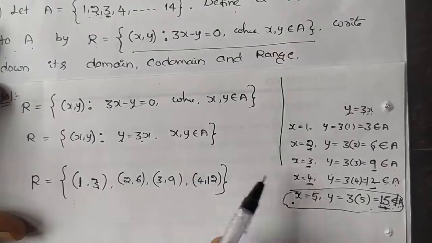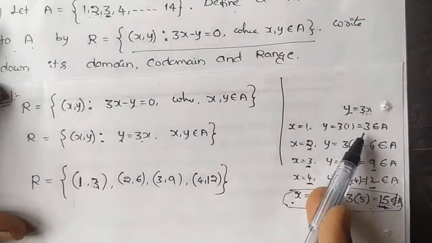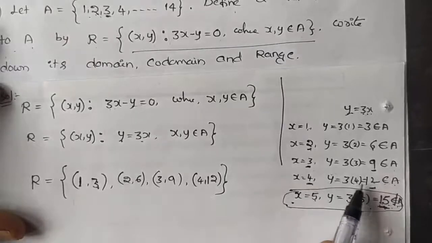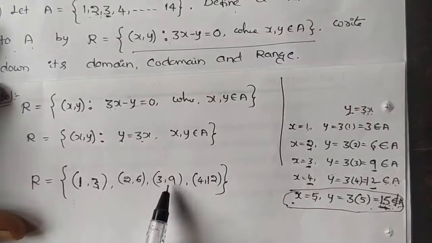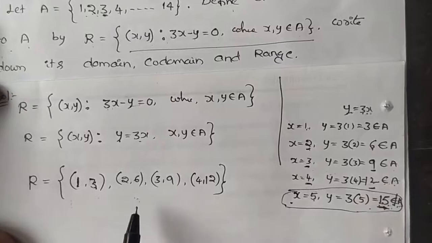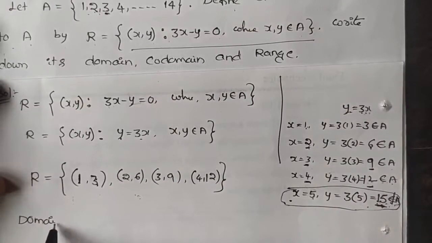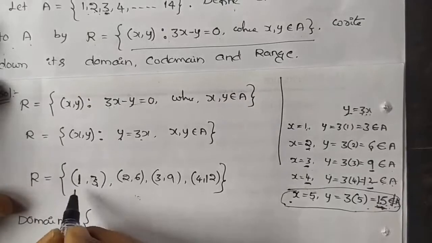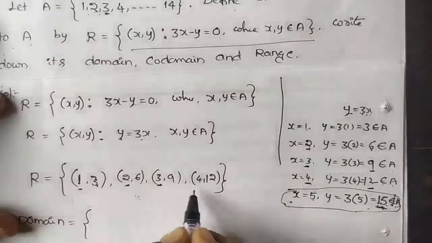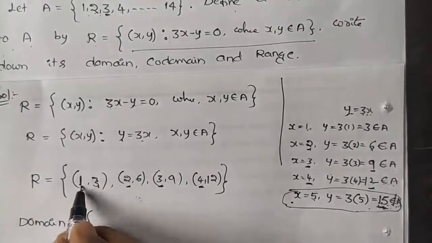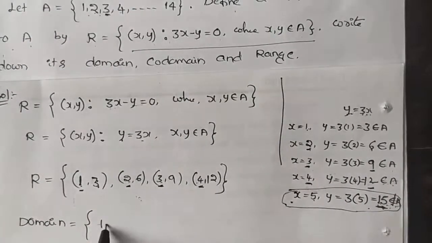So the relation R is {(1, 3), (2, 6), (3, 9), (4, 12)}. Now, what is the domain? The first elements of the ordered pairs in a relation R are called the domain. 1, 2, 3, 4 is the domain.